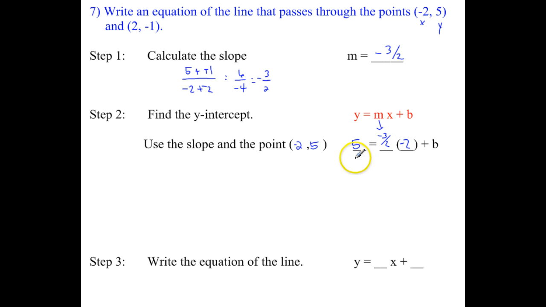And now I'm going to solve. -3 over 2 times -2 would give me a +3 plus b. Subtract 3 from both sides, and it's telling me that my y-intercept, or my b, would be equal to 2. And now I'm just going to plug them in. -3 over 2x plus 2.